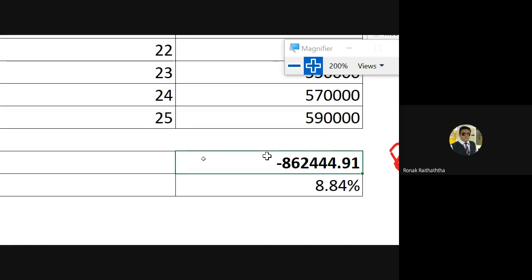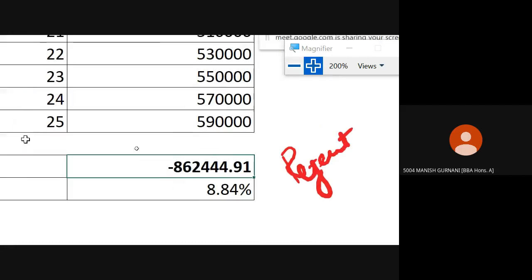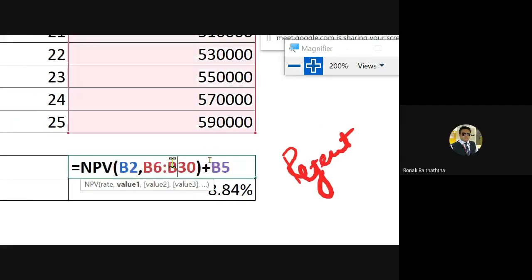Yes beta. Yes, anyone was saying something? Yes sir, please display the syntax once again. Okay, display the syntax once again. This is how it looks.